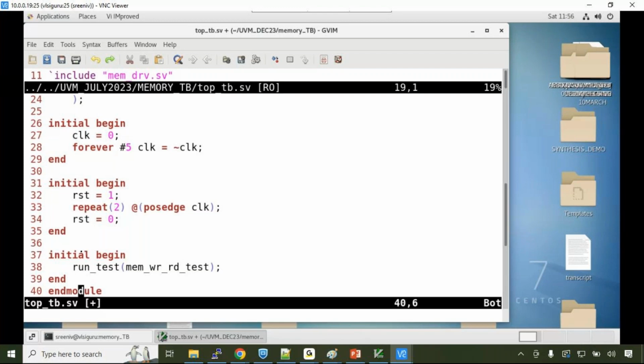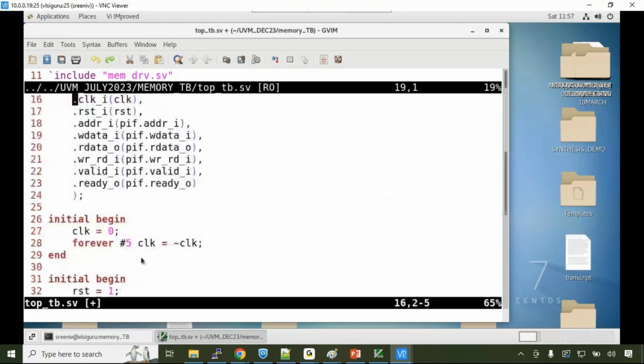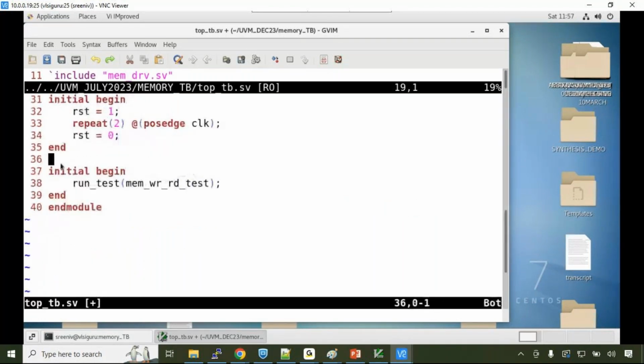What is the only new concept that we learned? Three new concepts. One is include and import package. Second, instead of mem common, use the resource database to put the element. Third concept is what? Call the run test. So as I said earlier, UVM is not going to be 100% different. A lot of things will be common between SV and UVM.